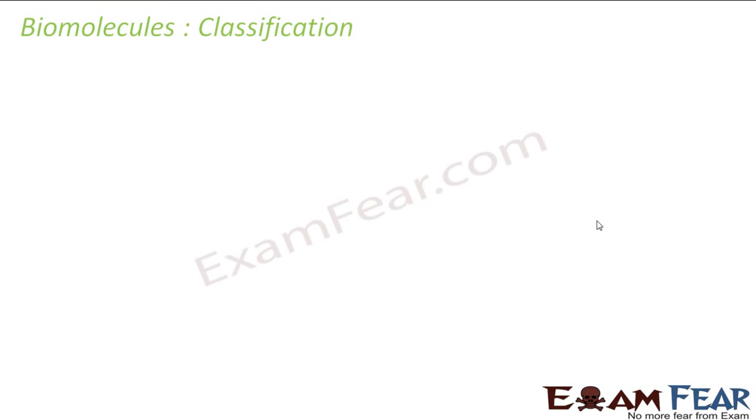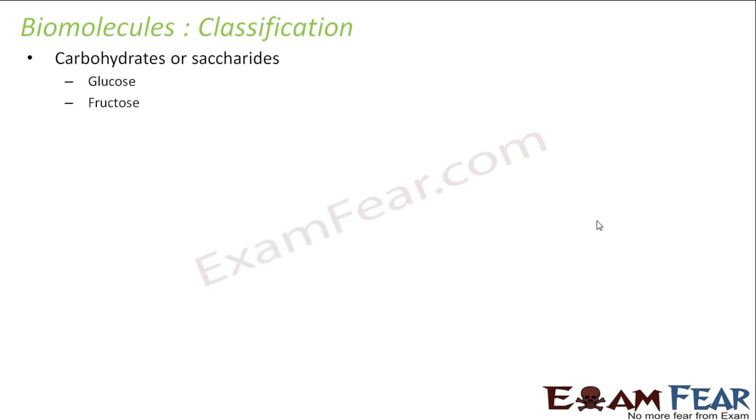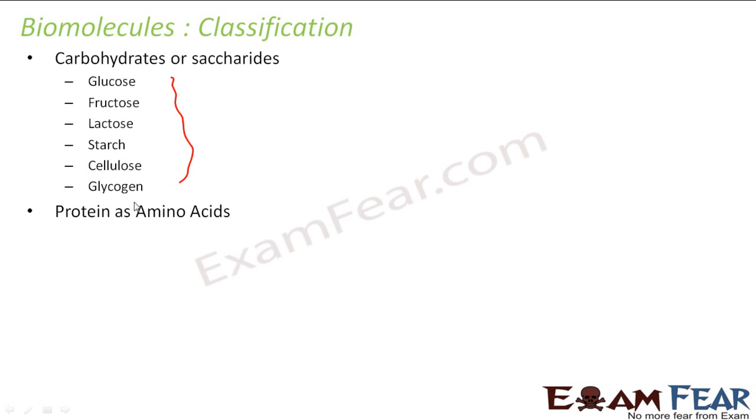So let's understand the classification of biomolecules now. The first is the carbohydrates, also called saccharides, because they are sweet. The word saccharide came from a Greek word that means sweet. We'll discuss more about that. In carbohydrates, we'll talk about glucose, fructose, lactose, starch, cellulose and glycogen. These are some of the popular carbohydrates, although there are many other carbohydrates, but we'll talk about these because they are popular.